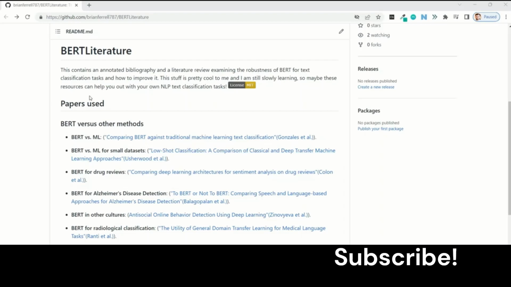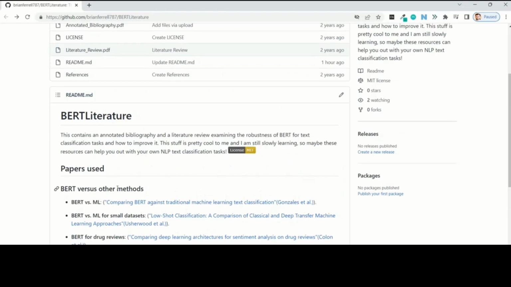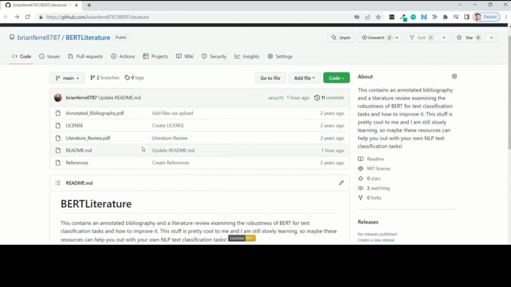So for those who don't know what BERT is, BERT stands for bidirectional encoder representations from transformers. This is a transformer-based model, and it has 12 attention heads and 110 million total parameters. You don't necessarily have to know what any of that means, but it's a very large language model that allows it to understand context and general language, like how language is written.